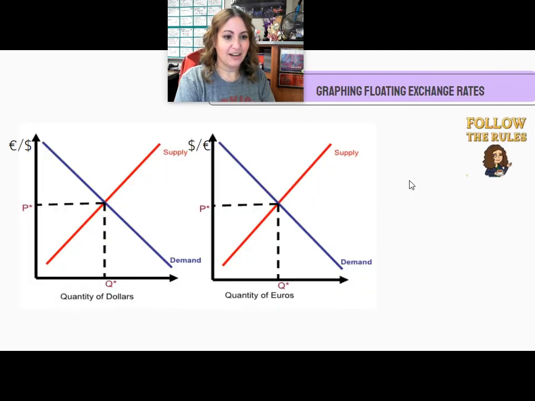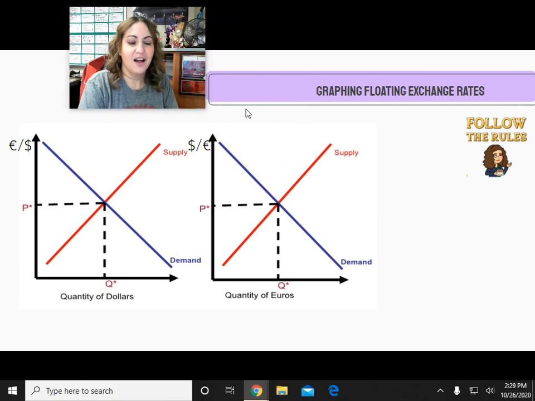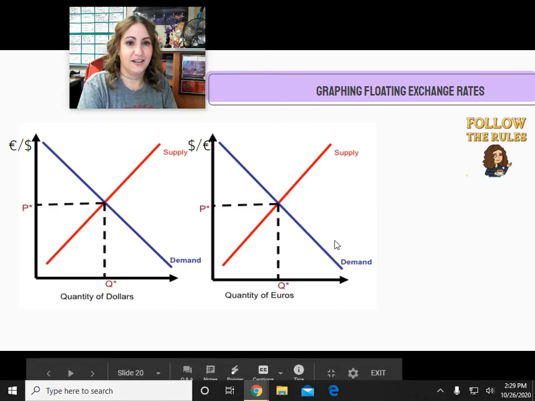Anyway, tomorrow we'll get on to learning about graphing currency, one of my favorite graphs because it's got some rules to follow. And if you follow the rules, you can't go wrong.